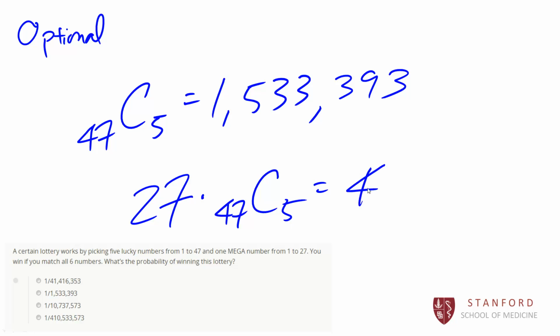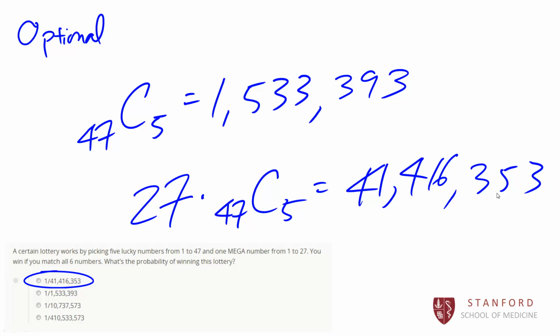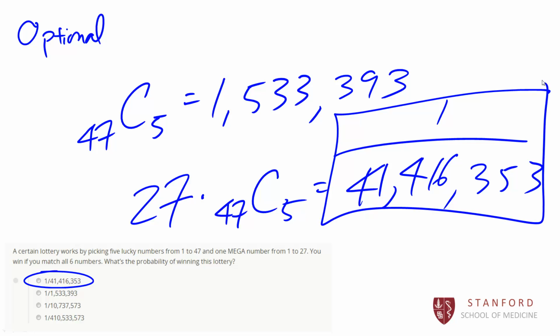Okay, and that works out to be about 41,416,353. So how many ways are there to win? Only 1. So this is your answer, and that corresponds to answer A.